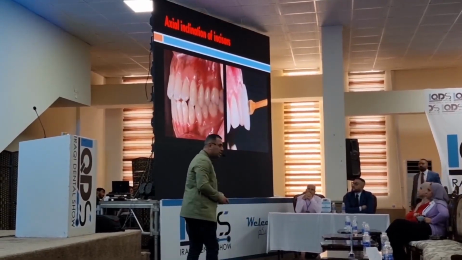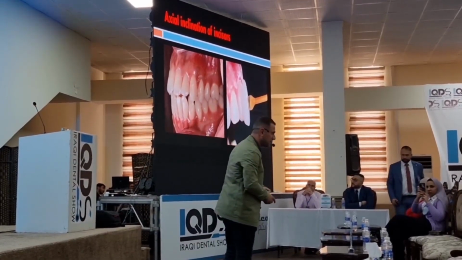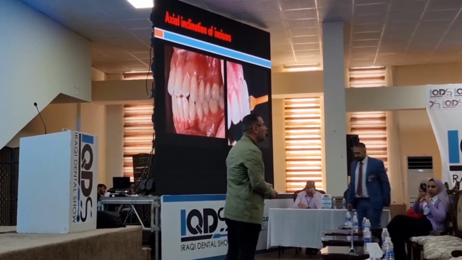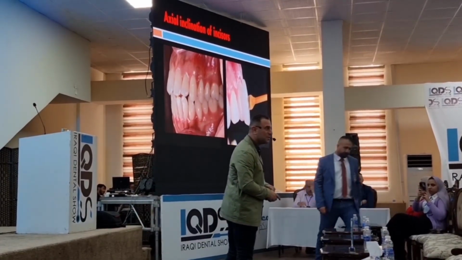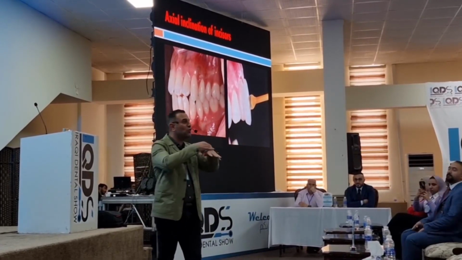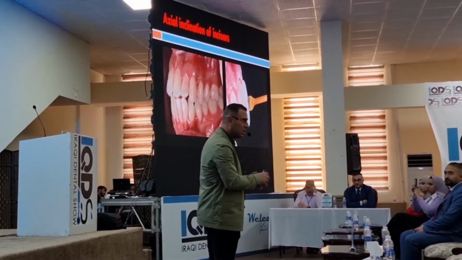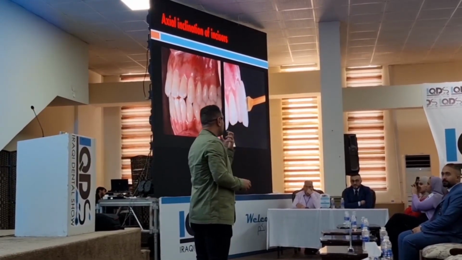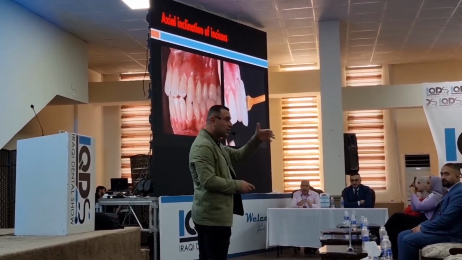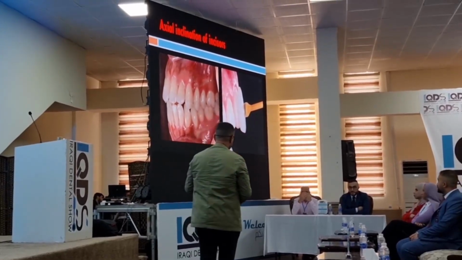The axial inclination of the incisors. Sometimes you have proclined incisors with the spacing. Also, close these spaces by ortho. Don't do veneers because they are proclined. When you put veneers, when I say veneers, I mean direct or indirect, okay? The incisors will become more bulky. So try to retract these incisors and close the spaces by orthodontic treatment. It's better.